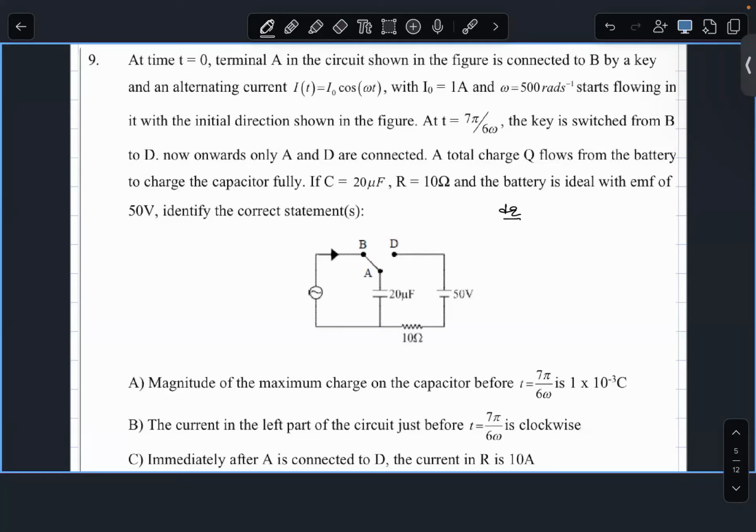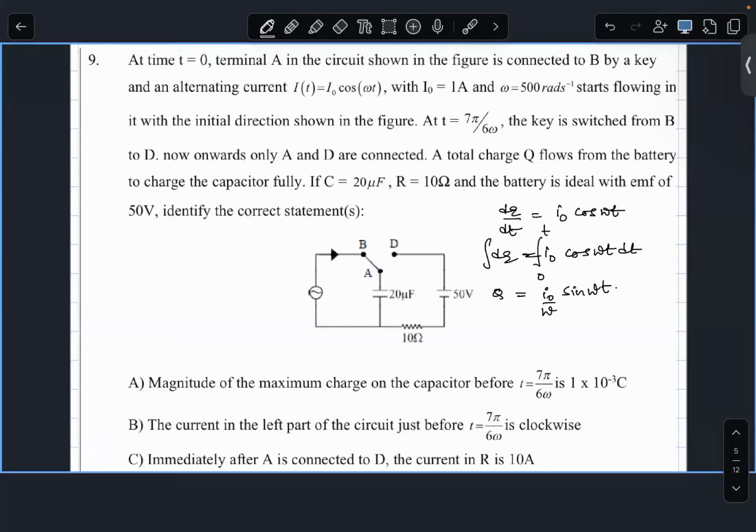So dq by dt is I naught cos omega t. So dq is I naught cos omega t dt, from 0 to t. So at any instant, the charge on the capacitor Q is equal to I naught by omega sin omega t. Now you substitute the given conditions, you will get Q, and thereafter it is a normal RC circuit.